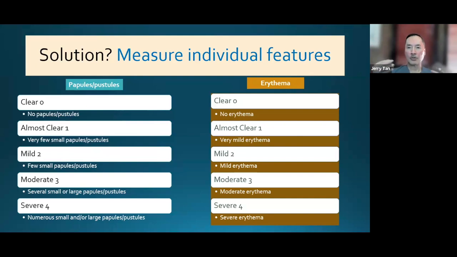And I think it's important for us to be aware because the likelihood is you treat patients this way. You know, there are certain treatments that are much more effective for papules, pustules, others much more effective for erythema. And there's really not a lot that's necessarily completely effective for both features to the same extent.